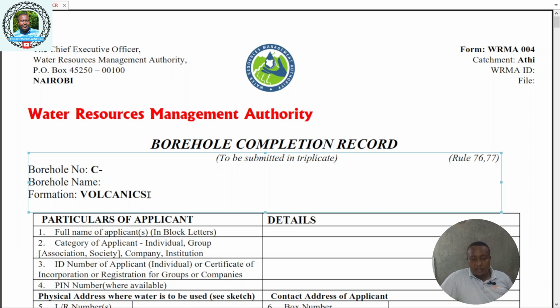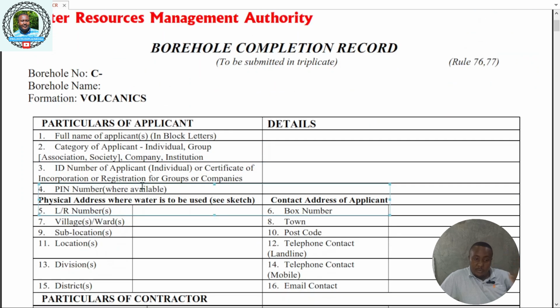Then you go to particulars of the applicant, and this now comes to the owner who is applying for drilling a borehole, and or who the borehole has been drilled for. So the full name of the applicant will be there and is written in block letters. Then you'll have the category of applicant. It is individual, but if you are applying for an institution, you will indicate the institution, company, or association. And then you'll have an ID for individual, or a certificate of incorporation or a registration of groups of companies. That is, if you're dealing with an institution or a company. Then you'll have a PIN number.